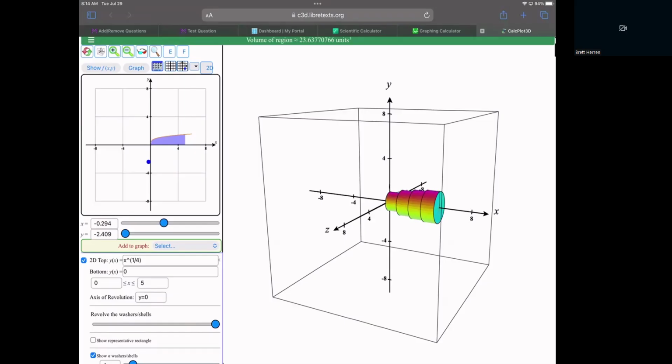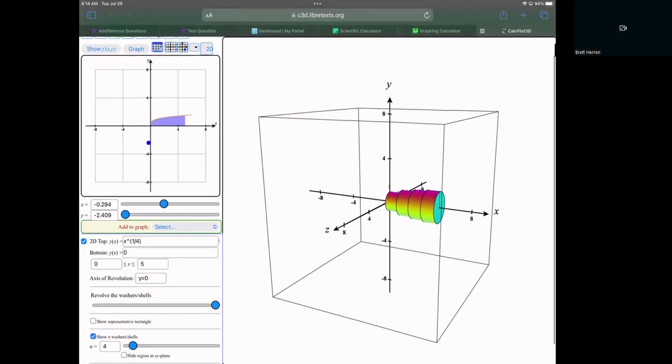So these are discs. But see how if we only use four discs, that's only four. We're not going to get the exact volume. But if you let the number of washers go up, see, I'm raising the number of washers now. As the number of washers goes up, see that? It starts to get more and more close to the actual volume. You can see it's estimating the volume down there for us. 23.4237. See that down there?